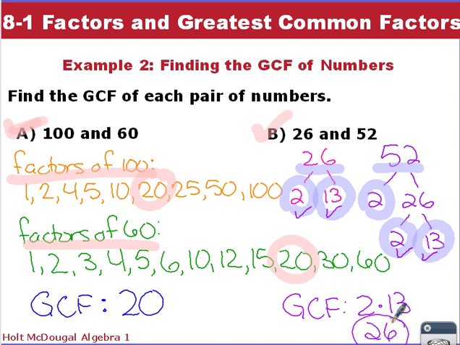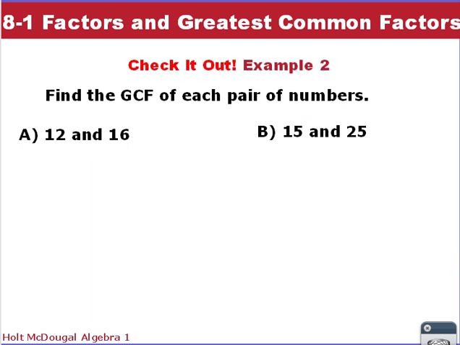So again, either method's going to work. You might find that the prime factorizations that we did in example B might be faster. But you get your chance. You might want to try one listing all the factors out and one doing the prime factorization.